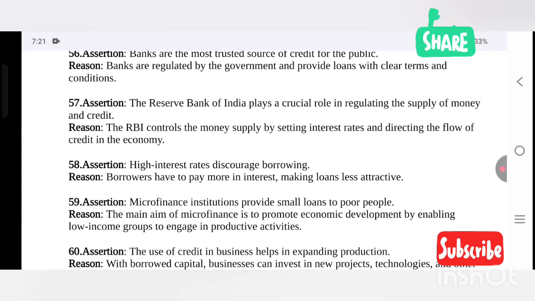Question number 58. Assertion. High interest rate discourages borrowing. Yes, it is true. It discourages borrowing. And the reason, borrowers have to pay more in interest, making the loan less attractive. Yes, it is also true. Both A and R are true, and R is the correct explanation of A.